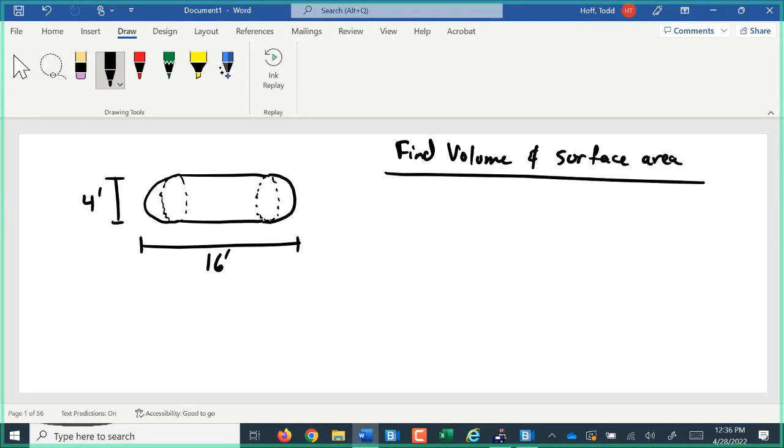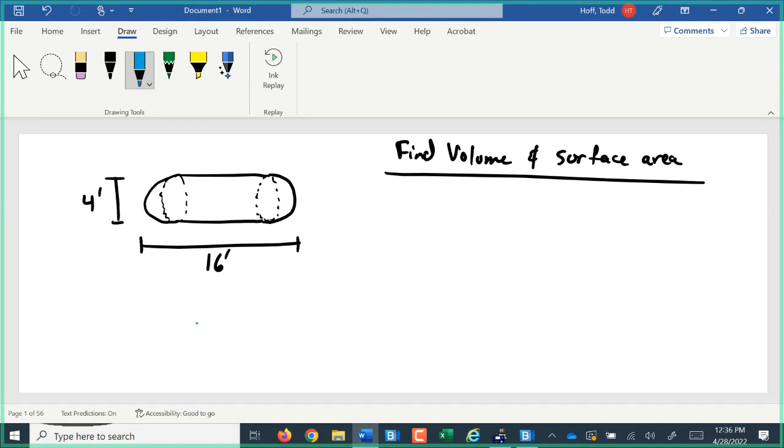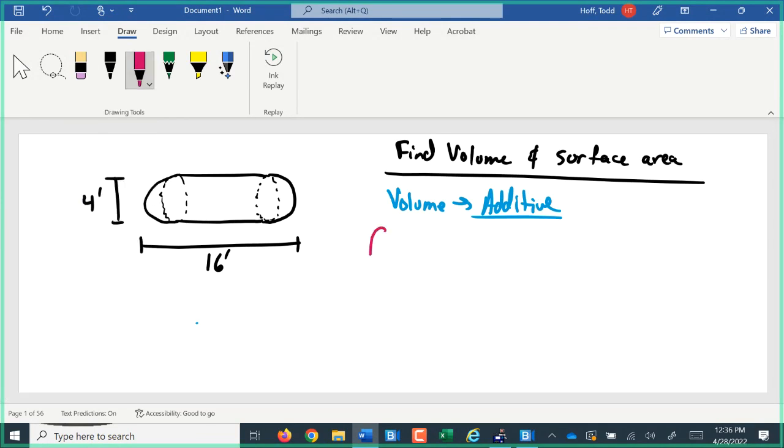So when we're looking at composite figures like this, a figure that's made up of other smaller figures, the way we add things up isn't just straightforward. Volume is additive. So what that means is I can just find the volume of each of the pieces and add it together. So I'm going to treat this as 2 separate pieces. The first piece is the cylinder.